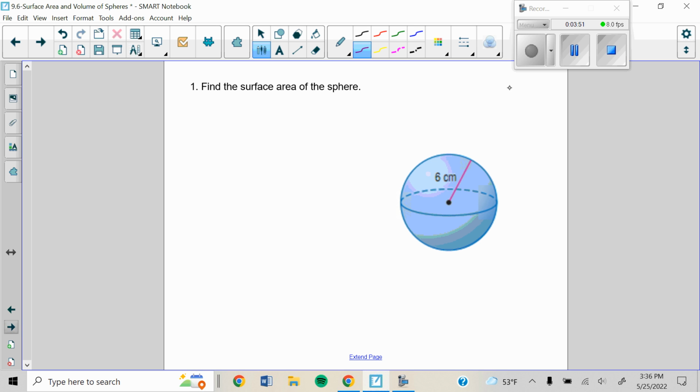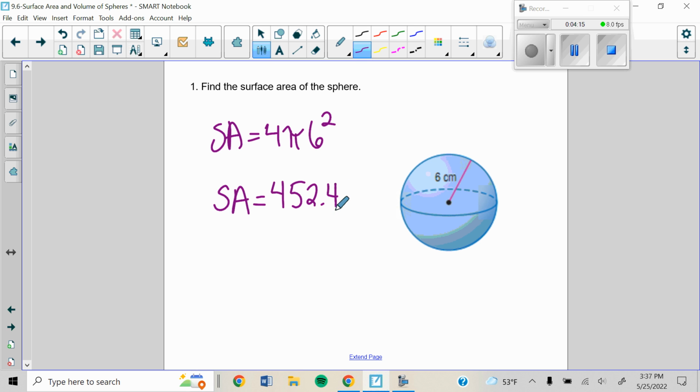All right, so find the surface area of the sphere. Surface area formula is 4 pi times the radius squared. So this is really nice. You can just type that straight into your calculator. You don't need to find anything separately. All right, hopefully you had a moment to get that typed in. Check in with your neighbor. 452.4 centimeters squared.